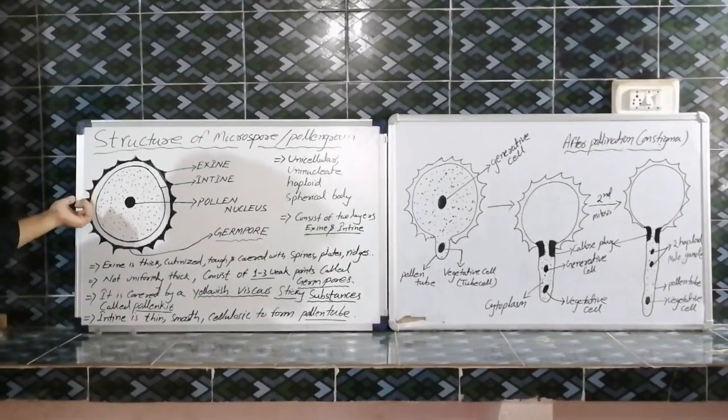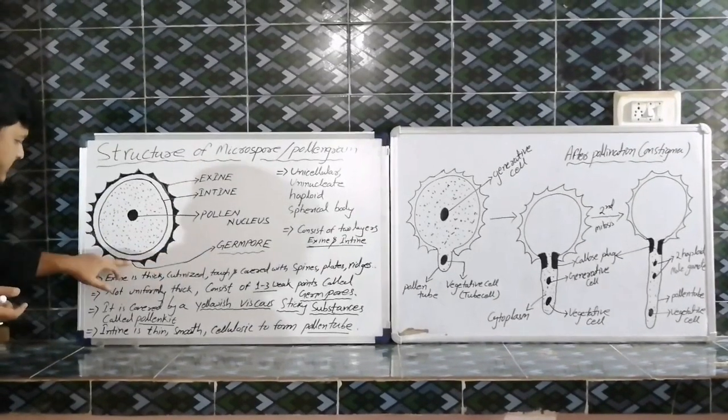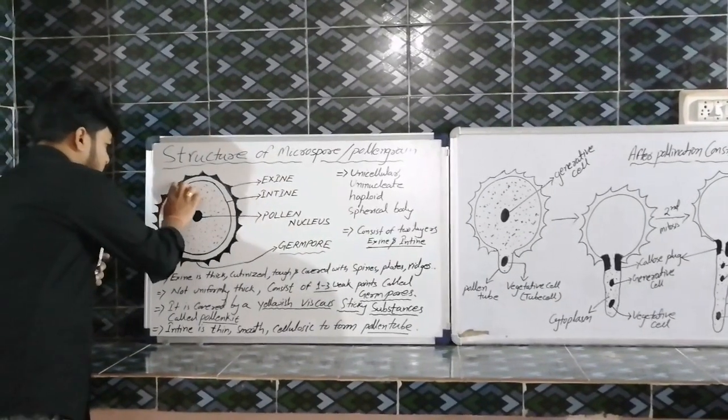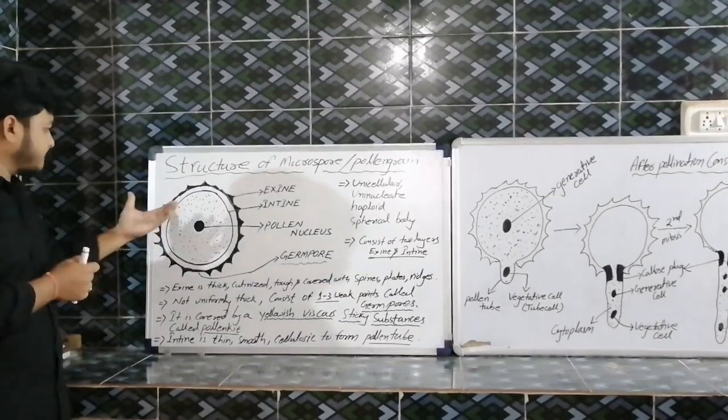1 to 3 weak points, which are otherwise known as your germ pores. This is a single weak point. Mostly it is 1 to 3 weak points. You can also draw a number of weak points over there, that means in your exine.